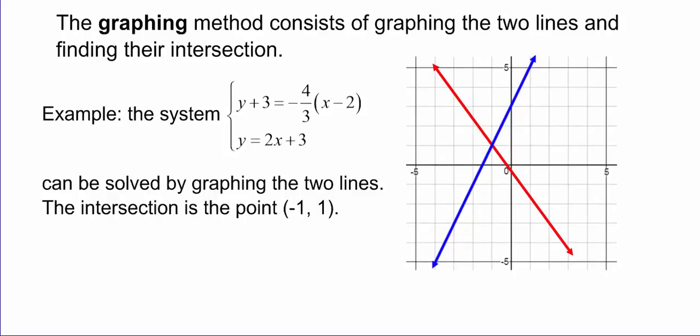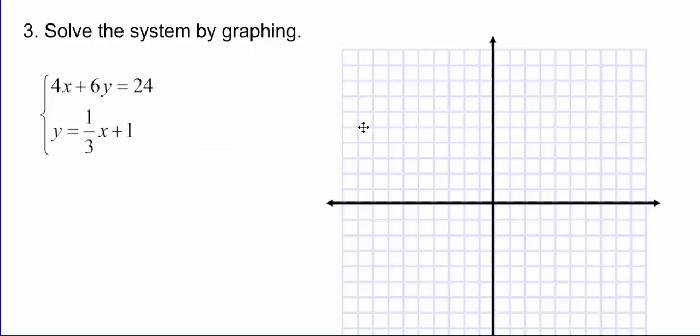You guys can read it, but basically it's just two lines. One was given to us in point slope form, one in slope intercept, and they're graphed here, and you can see the intersection is the point -1, 1. So that would be the solution to the system. It would be the intersection point. There are lots of ways you can explain that. But in the end, x equals -1 and y equals 1 is the solution to this system.